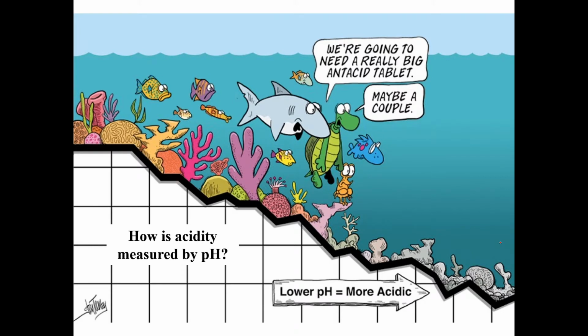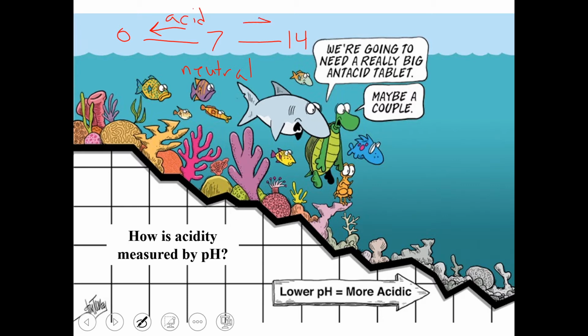We're going to introduce something called the pH scale. If you're not familiar with it, it's a way to measure acidity. Typically, you find the pH scale going from 0 all the way up to 14. I would put 7 right in the middle. 7 is what we call neutral, not an acid, not a base. Anything lower than 7, we consider to be an acid. Anything higher than 7, we consider to be a base.